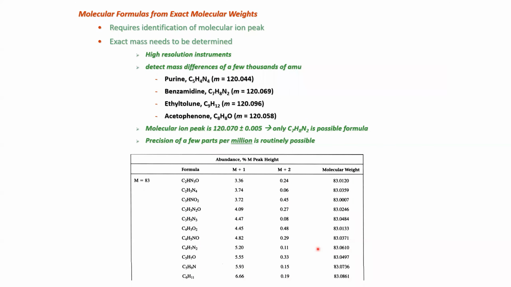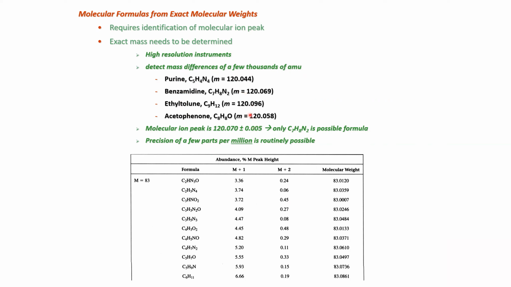So molecular formulas from exact molecular weights. This requires identification of the molecular ion peak, and the exact mass needs to be determined. This means that we need high resolution instruments because, as we've seen, there can be quite a small difference in the actual weights. We need to detect mass differences of a few thousandths of an atomic mass unit. For purine, we need to be able to separate these, and they all have very similar weights.